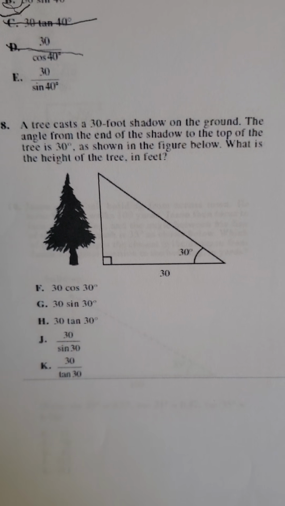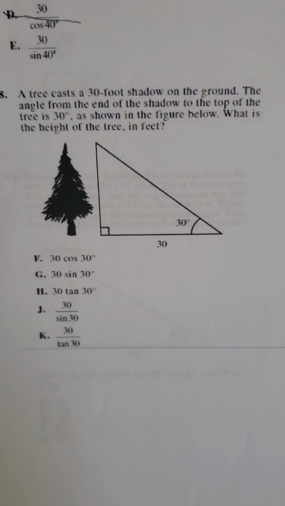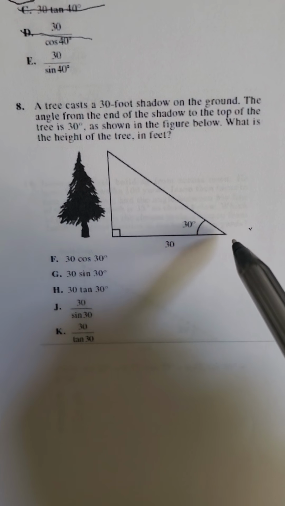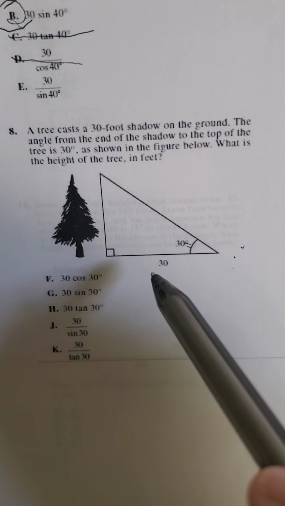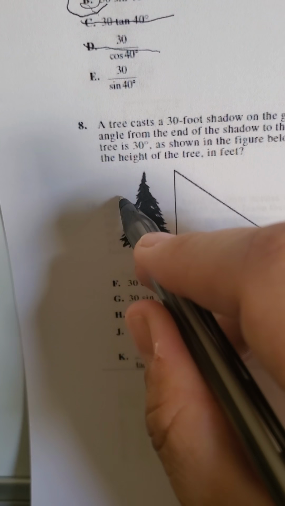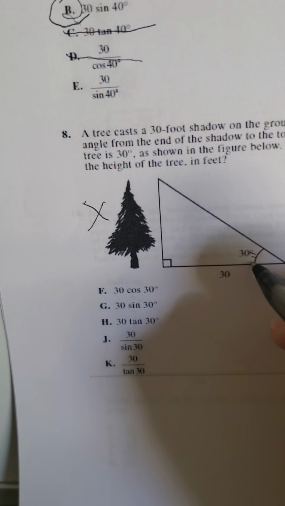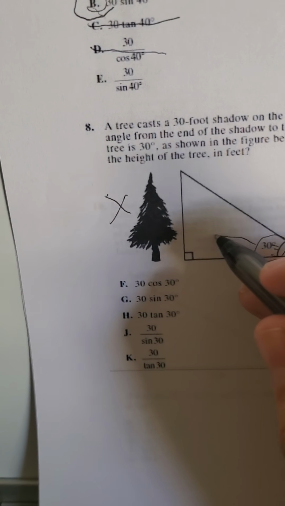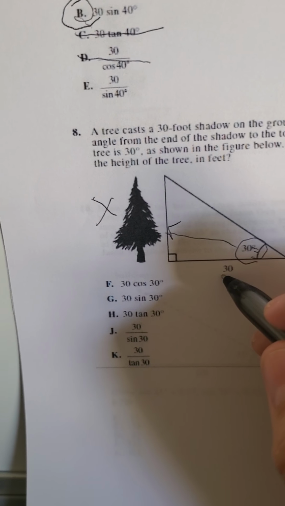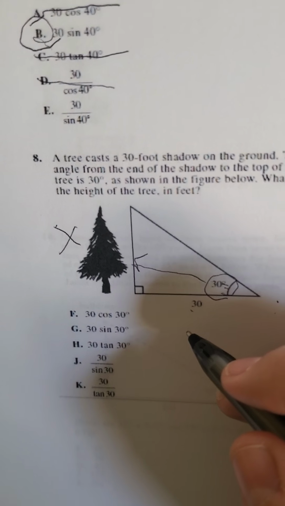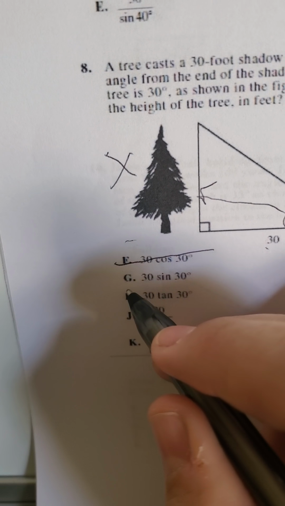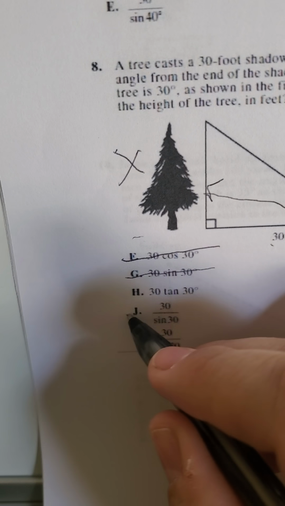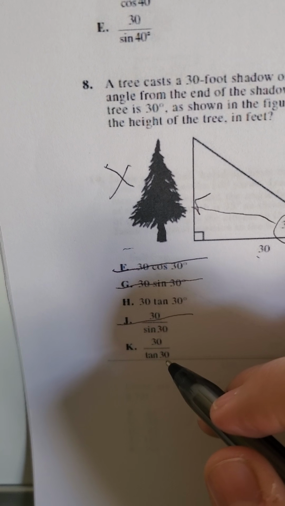All right. A tree casts a 30-foot shadow. See the 30-foot shadow, okay? On the ground, the angle from the end of the shadow to the top of the tree is 30 degrees. All right, what is the height of the tree in feet? So they want to know this. So if I'm coming from here, that's opposite, and that's adjacent. So I'm going to use tangent. Well, looking at my answers, I can rule out F because there's not tangent. G, I can rule out and J, right? So now I know it's either H or K.